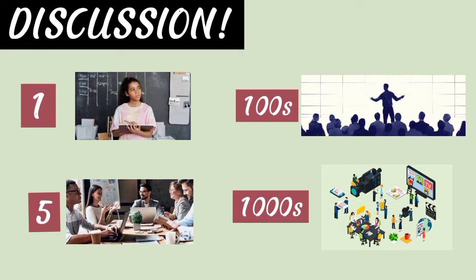Why do we think about numbers? Because these numbers represent the number of people involved in the different types of speech contexts. How many do you think are the types of speech contexts? There are 4 major types.